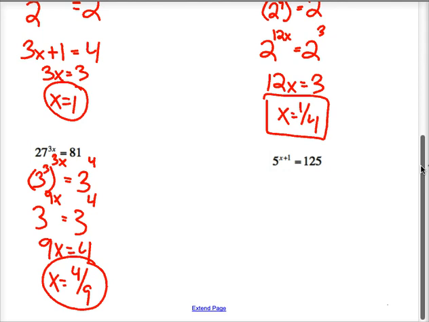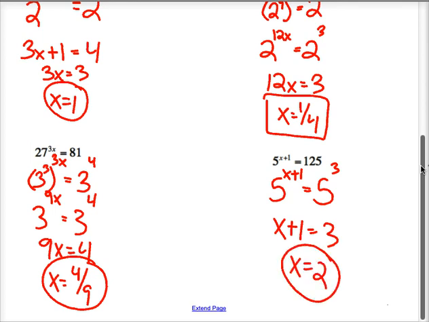So in our next one, now this one should be a little bit easier because 5 is already in its most basic base. 125 can be written in that base. So I'm going to change 125, that is 5 to the 3rd power. Once I recognize that, now all I have to do is set my powers equal to each other, and I get x equals 2. So again, that's our most basic strategy, okay? First strategy, write them in a common base, and then all you have to do is set the exponents equal to each other.